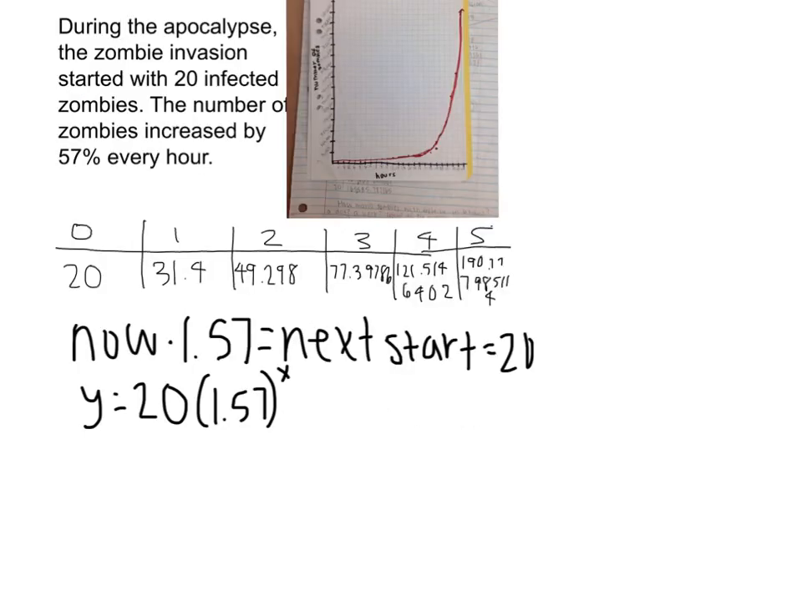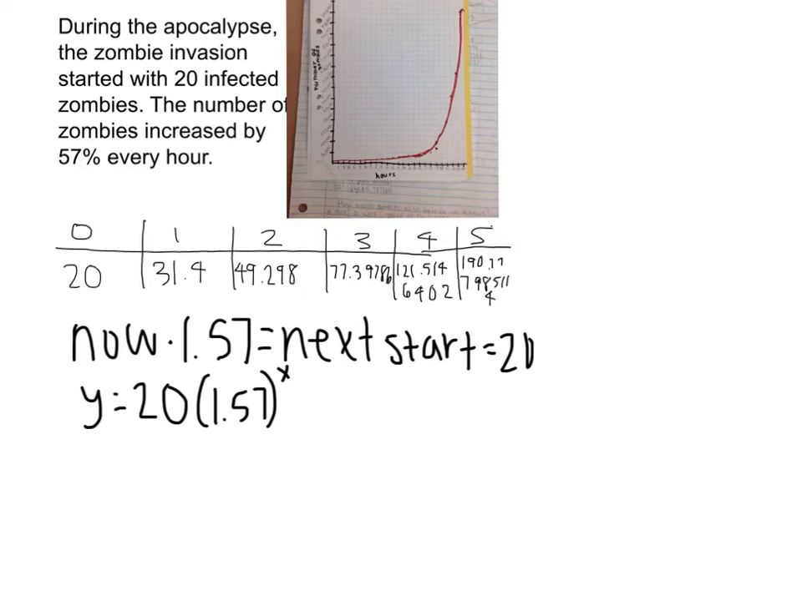During the apocalypse, the zombie invasion started with 20 infected zombies. The number of zombies increased by 57% every hour. The now next rule is now times 1.57 equals next, and the start is 20. The explicit rule is y equals 20 times 1.57 raised to the x power.